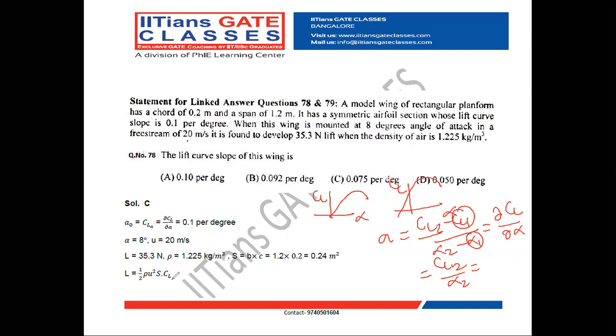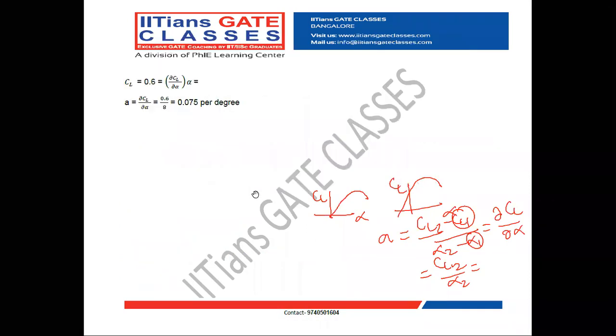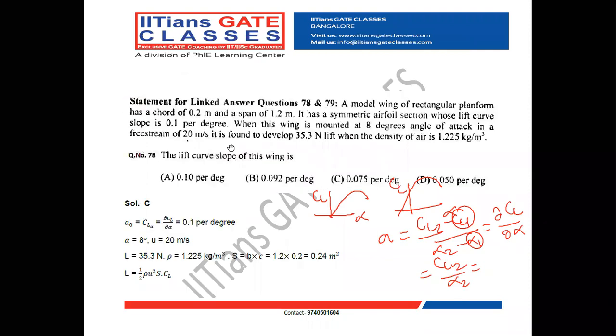When you substitute here, we'll get CL equal to 0.6. So 0.6 divided by 8, we'll get 0.075 per degree. That means option C is the correct answer. Okay.